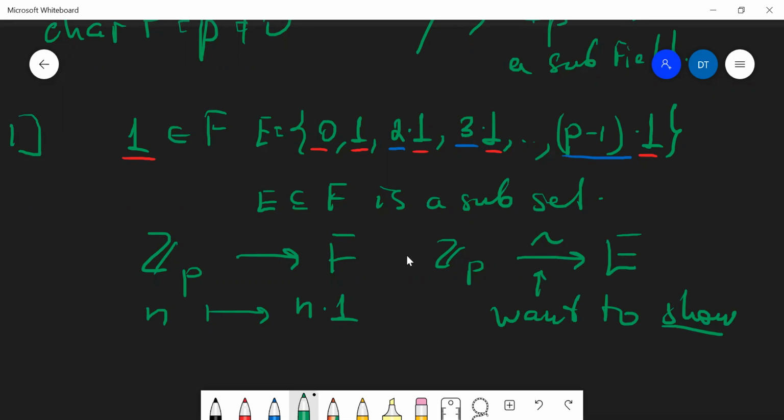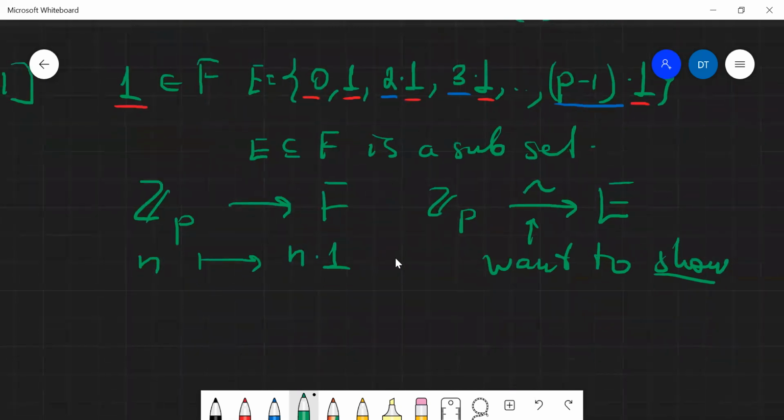Can I ask? Yeah. Can you, after the proof, give an example of a field that is not isomorphic to Z_p, but has a finite, non-zero characteristic? Okay, I'll show it in a minute after I prove this result.